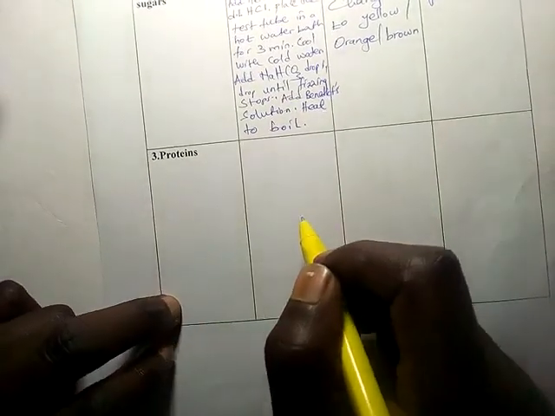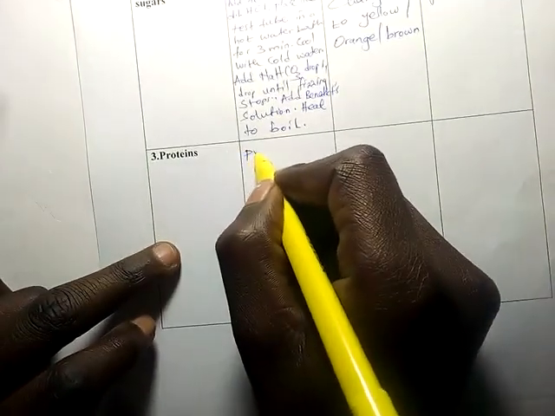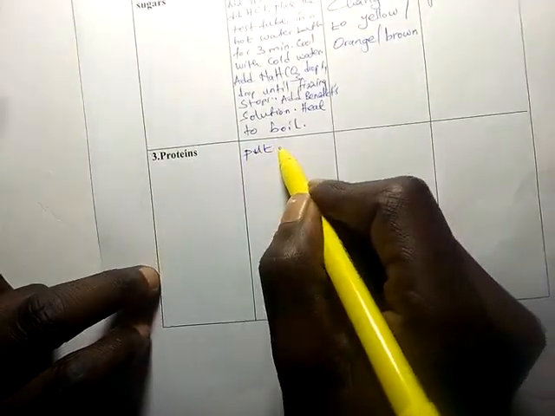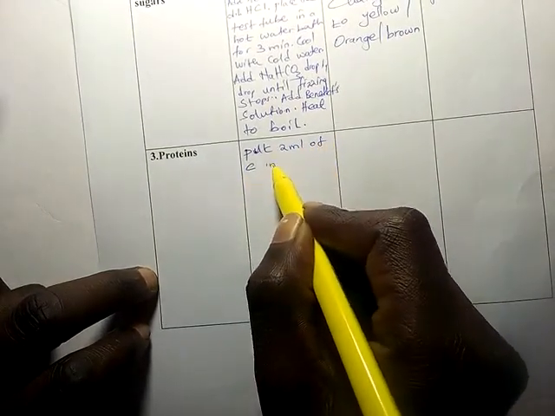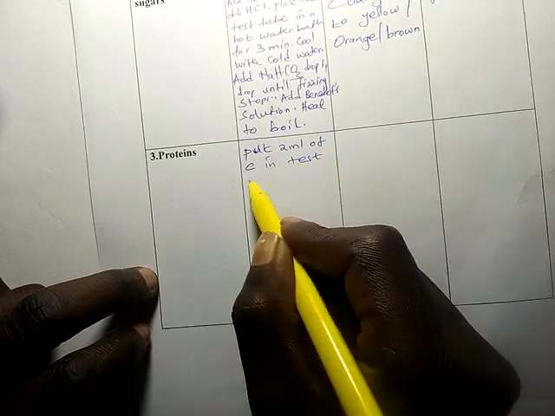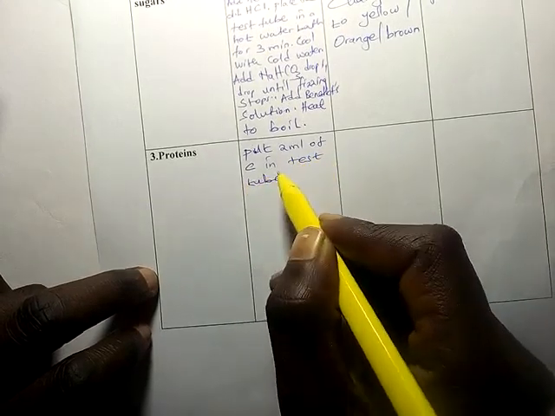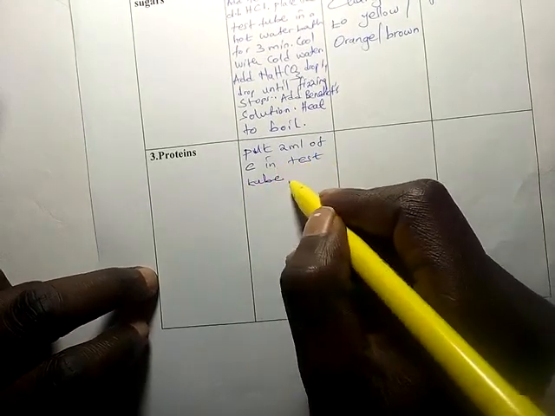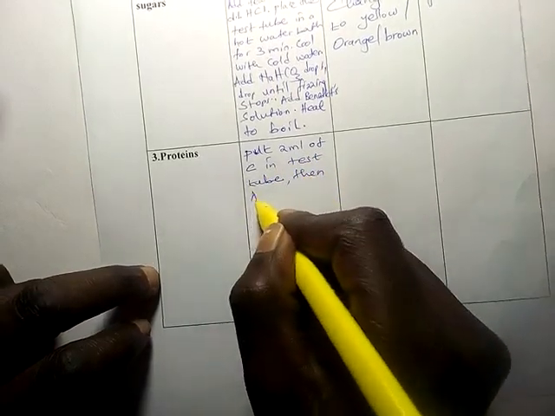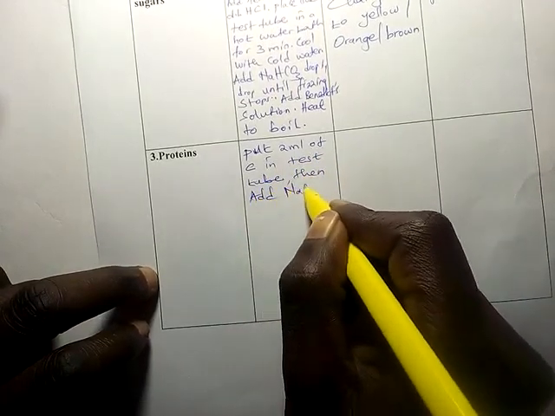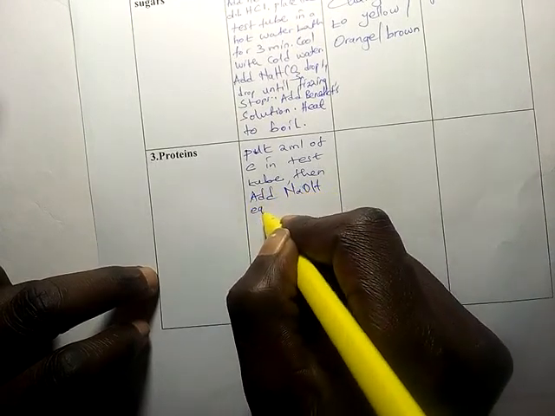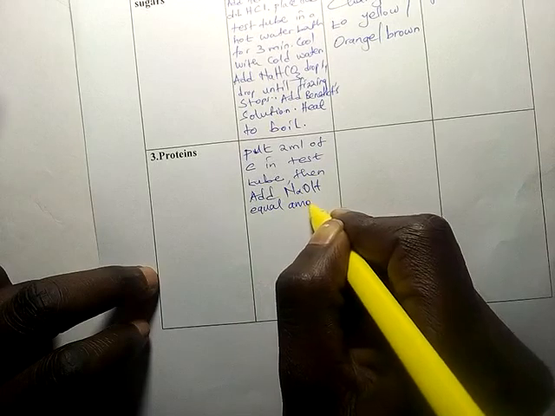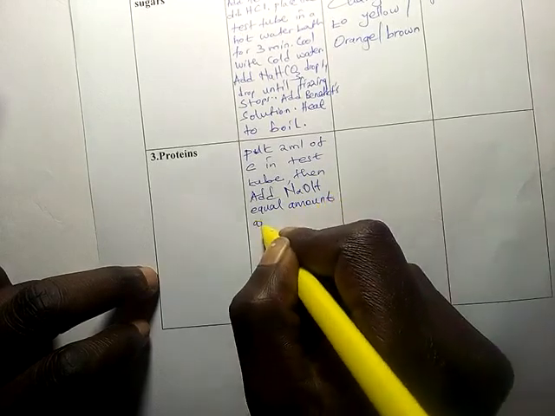Now for procedure 3, test for proteins. Now you are required to put 2 ml of the food substance in a test tube. Then add sodium hydroxide, an equal amount, and shake. Then you shake.